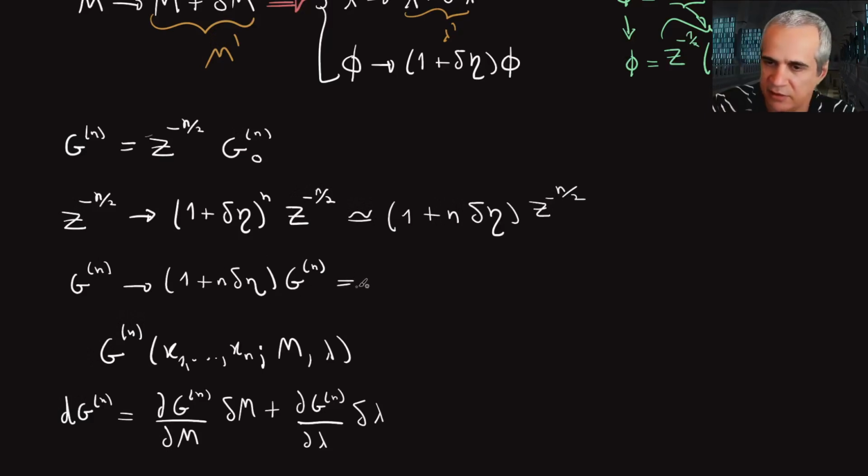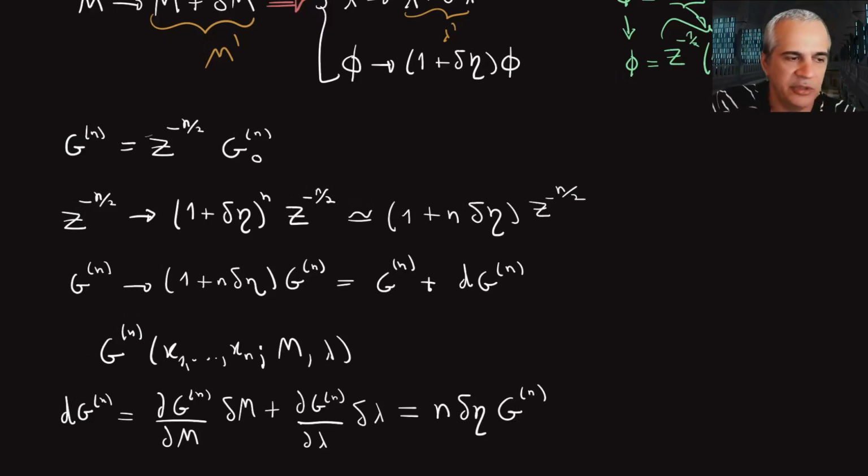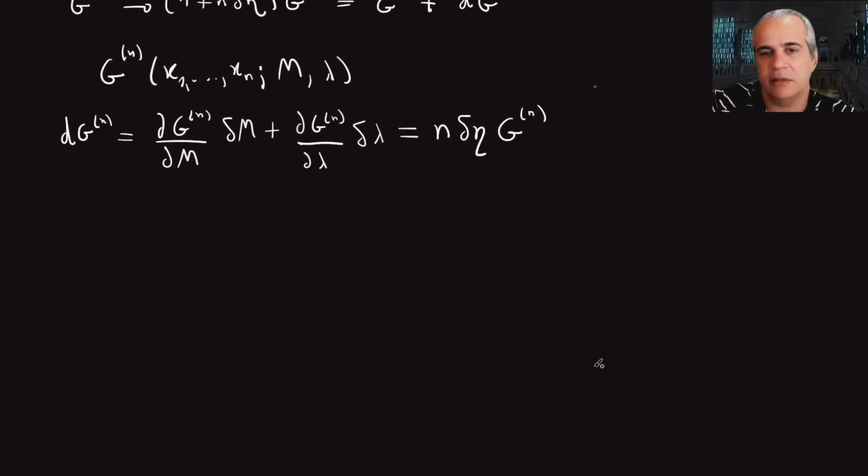This is Gn plus dGn. So dGn here is this part. So I can write that this is equal to n delta eta Gn. And now I got my differential equation. It's already here. I just have to do some massaging to put it in the format everyone uses. That's essentially just defining some useful things that show up here.